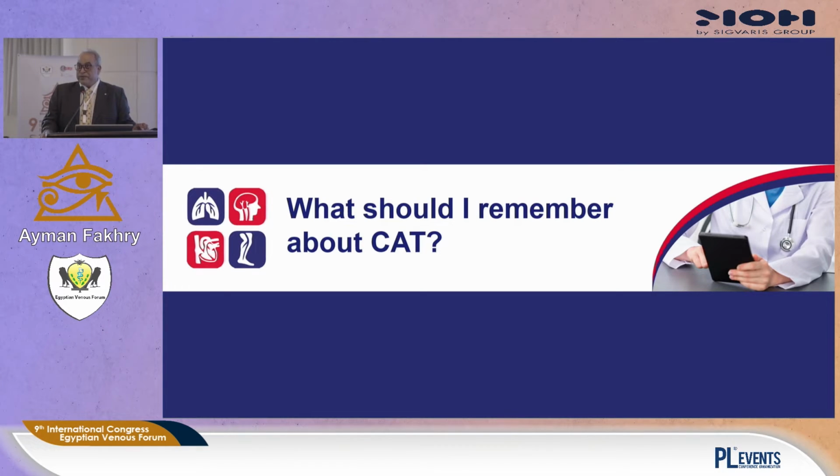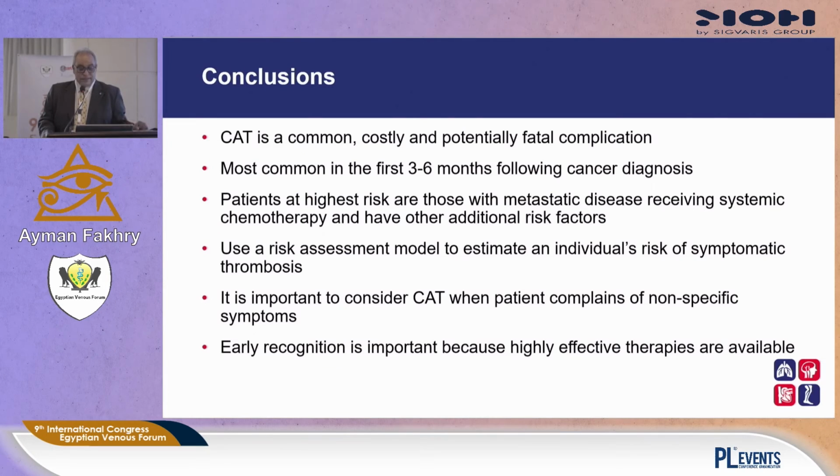What we should remember: CAT is a common, costly, and potentially fatal complication, most common in the first 3 to 6 months. Patients at highest risk are those with metastatic disease receiving systemic chemotherapy. Use a risk assessment model to estimate individual risk of symptomatic thrombosis. It is important to consider CAT when a patient complains of non-specific symptoms. Early recognition is important because highly effective therapies are available.